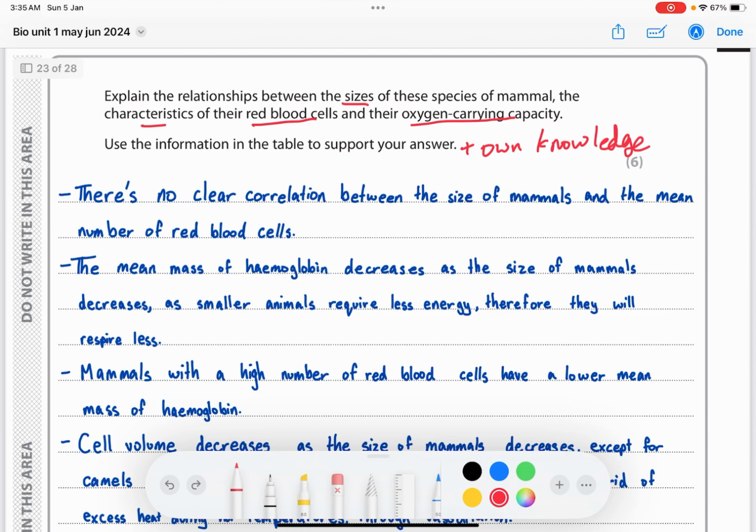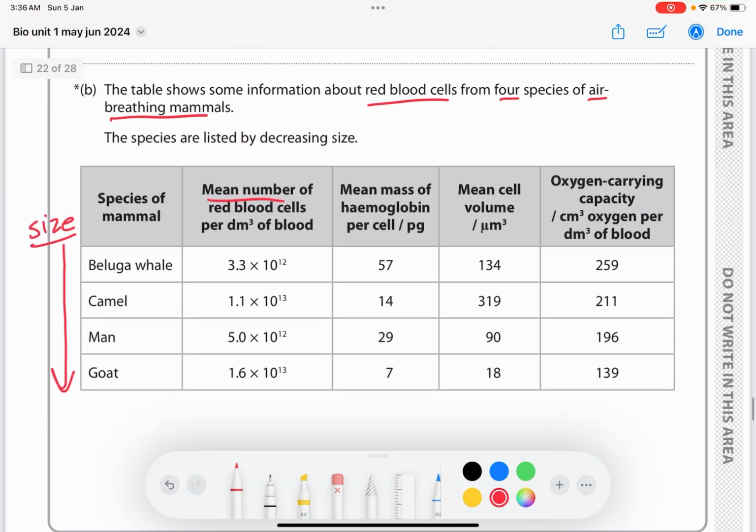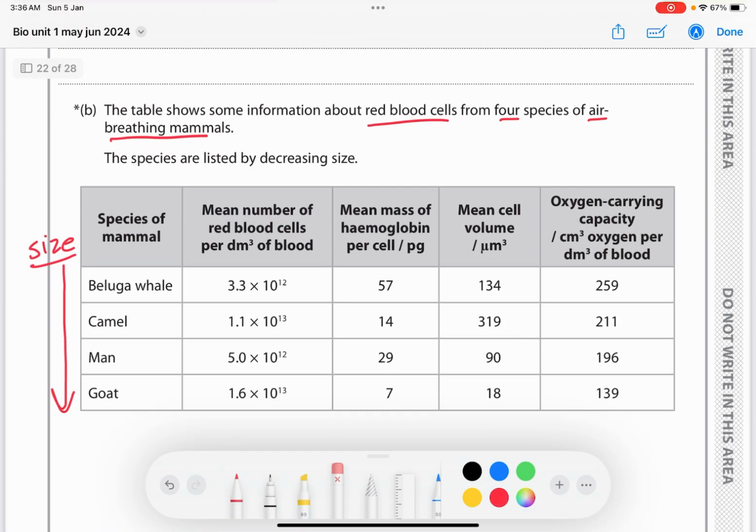Now let's look here again. So mean mass of hemoglobin and the size of mammals. Over here, I have the mean mass of hemoglobin. Here I have the size. Okay, let us look at that one. I'll highlight for you guys too, so you can know which one I'm looking at right now.